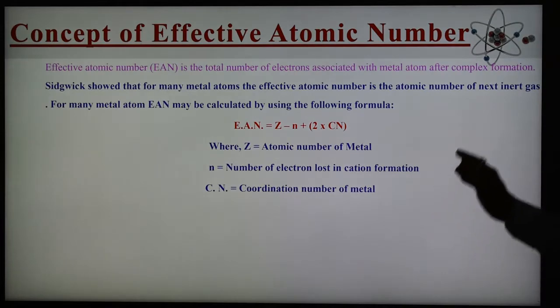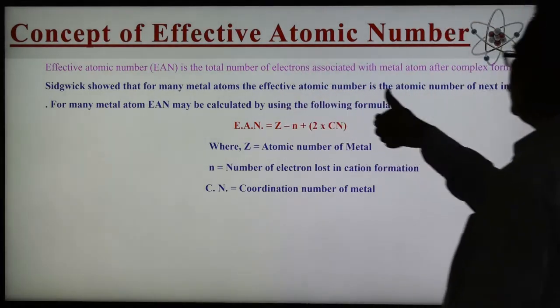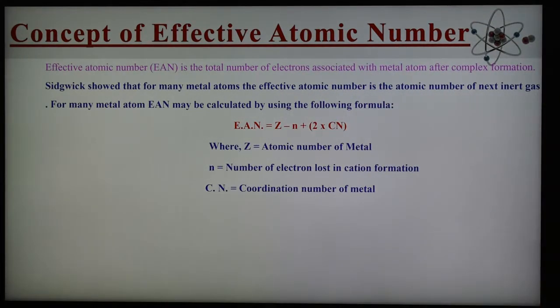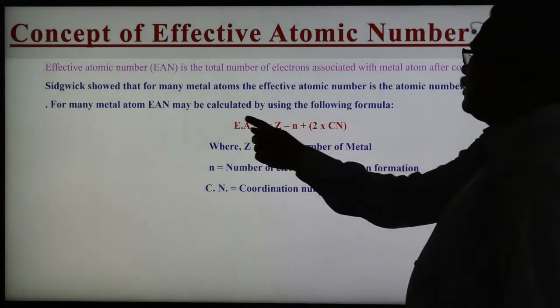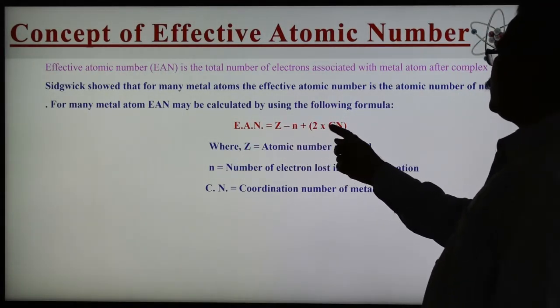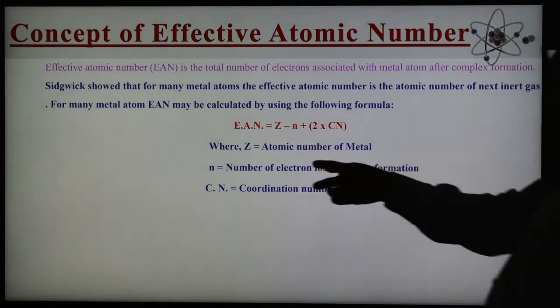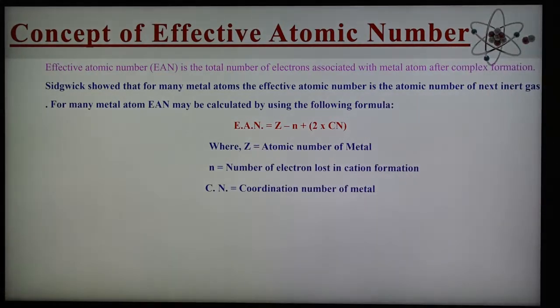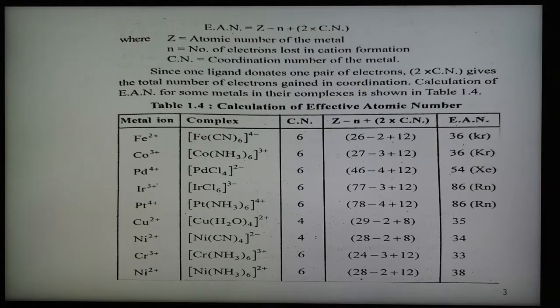So EAN is the total number of electrons associated with the metal atom after the complex formation, and this EAN can be calculated by the formula Z minus N plus 2 into Cn, where Z is the atomic number of the metal, N is the number of electrons lost during the cation formation, and Cn is the coordination number. After this we are going to see an example of calculation of the EAN.